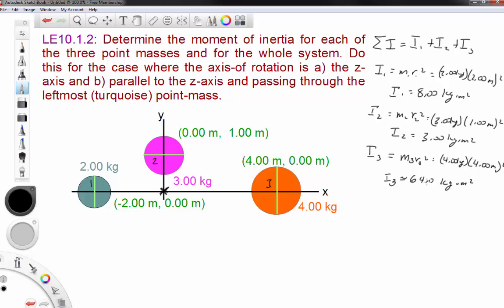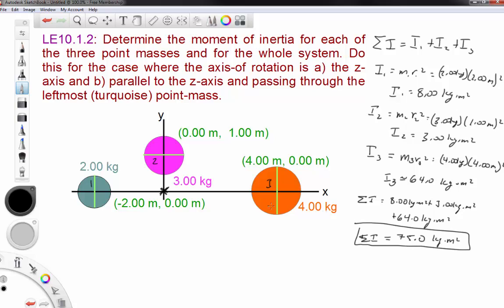So the total moment of inertia, therefore, is given by 8 kilogram meters squared plus 3 kilogram meters squared plus 64 kilogram meters squared. So 11 plus 64 gives us 75. So the sum of these moments, or the total moment of inertia, is 75.0 kilogram meters squared. So that's what happens if we pick this to be our axis of rotation.